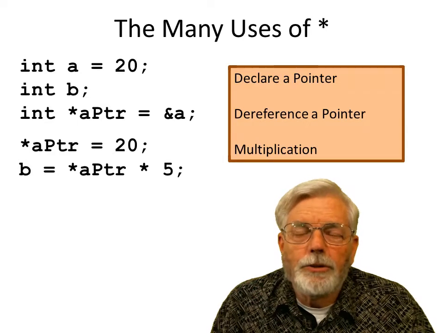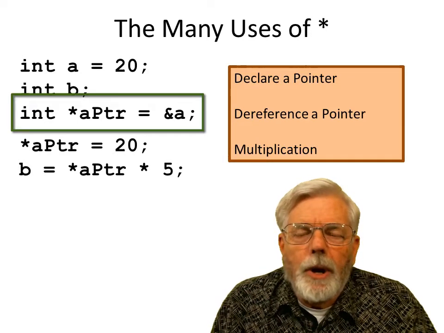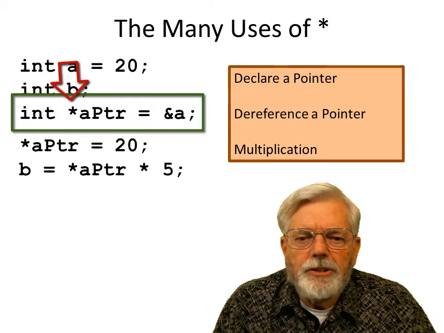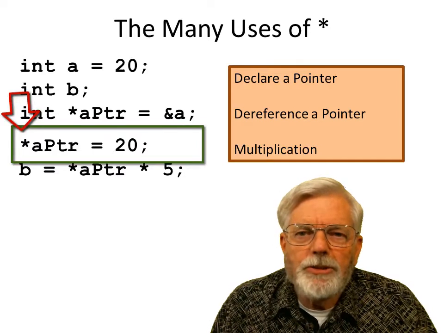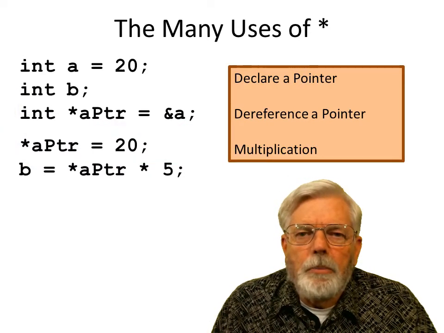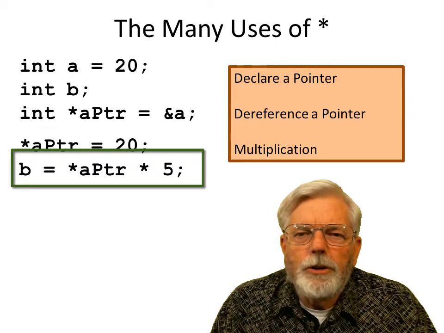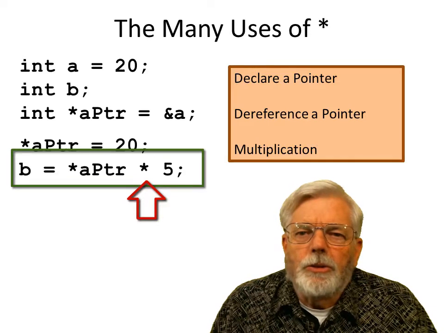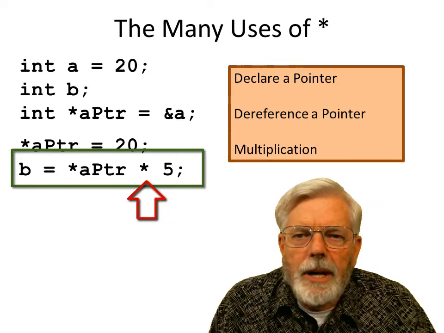There are many different uses for the star. I can use the star when I'm declaring a pointer, such as int star a_ptr. I also can use the star when I'm dereferencing the pointer and looking up the contents of a. So if I'm not declaring it, then I'm using it to look something up. I can also use the star for multiplication, so it kind of depends on where that star is used as to what its meaning is going to be.